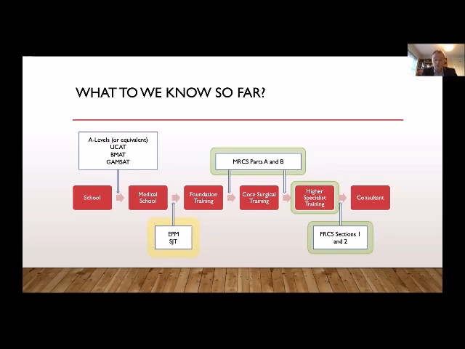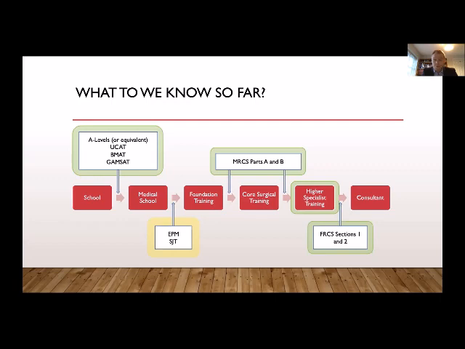We know that those entering more competitive higher specialist training posts perform better at their MRCS, and those that pass their MRCS at first attempt actually increase their likelihood of getting into higher specialist training at first attempt, despite MRCS scores not being used for selection. So that's looking forwards.